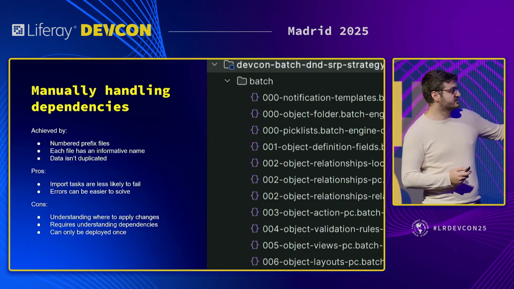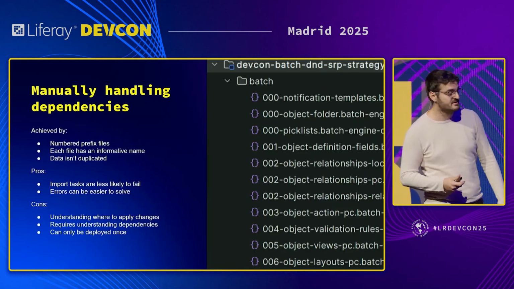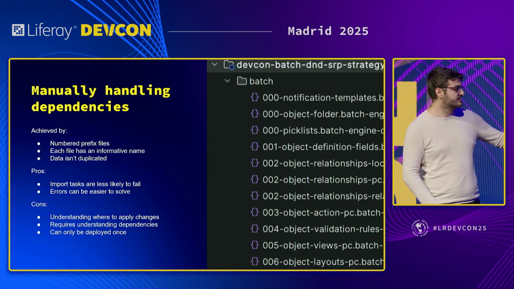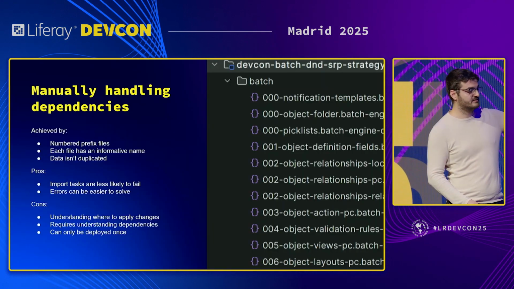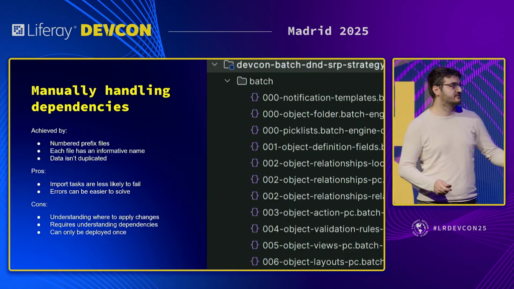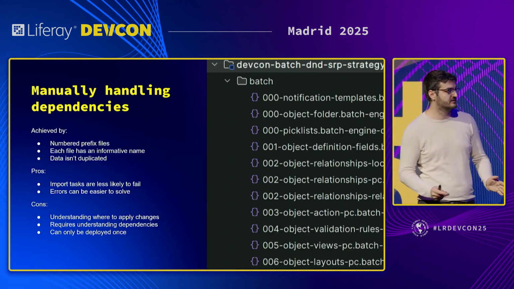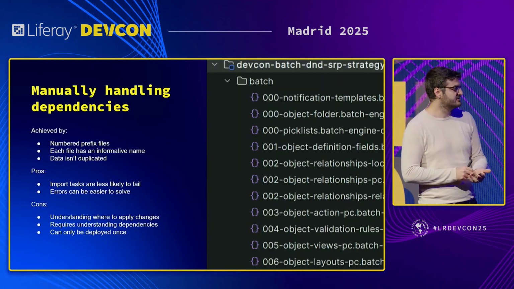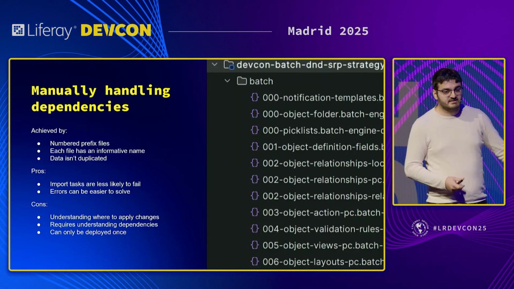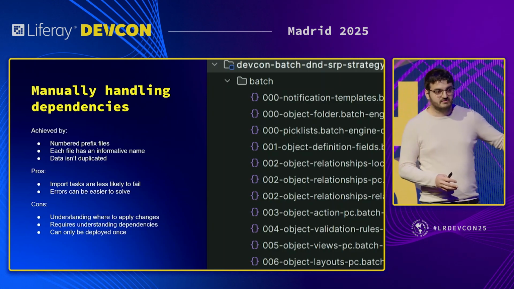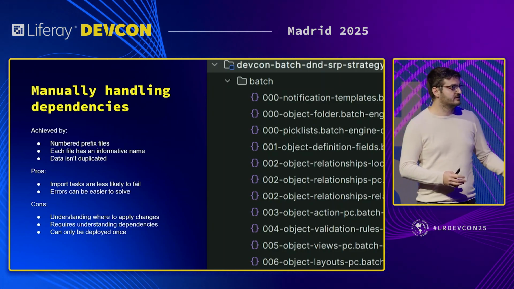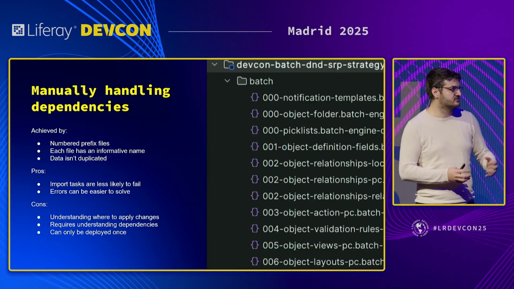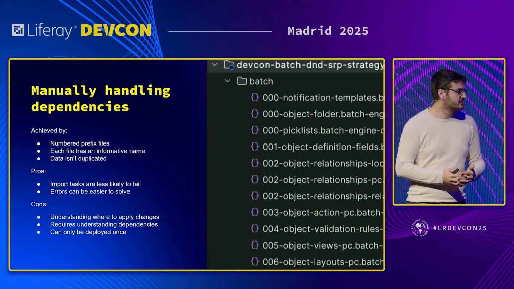And the cons that we have with this idea, and it's the problem that we had, is that we had to understand where to apply changes. We, at the end, made it the simplest way that we could, and once documented, once understood, it becomes a lot easier. It requires understanding the dependencies, but that's interesting because at the end of the day, you also want every one of your colleagues to understand what is going on in that project.